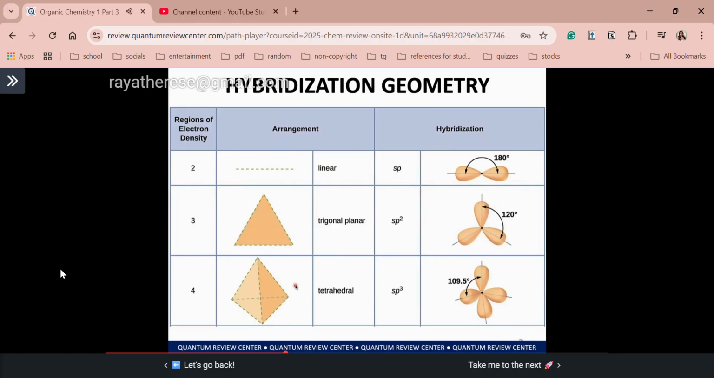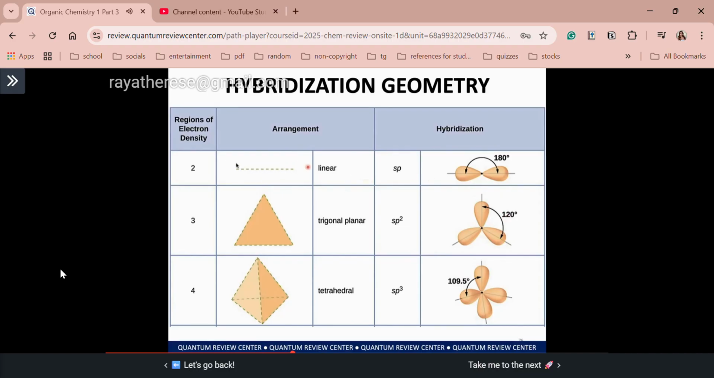Again, as I emphasized, for your sp3 orbitals, we have a tetrahedral molecular geometry with a bond angle approximately equal to 109.5 degrees. So they are 109.5 degrees apart from each other. So that's your sp3 orbitals. Next, we have your sp2 hybridized orbitals. We discussed this, trigonal planar molecular geometry, and the bond angle is equal to 120 degrees. And lastly, linear, that's very specific for your sp hybridized orbital.